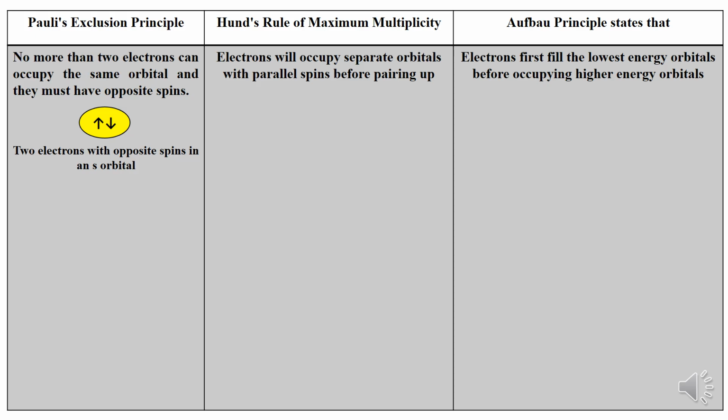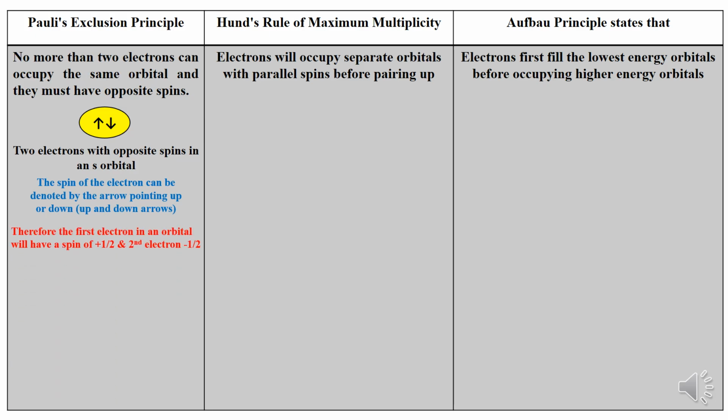Now, an electron is a negatively charged subatomic particle. It has a natural property called spin, and it spins either in the clockwise direction or the anti-clockwise direction. If the electron spins in the clockwise direction, it will have a spin value of plus half and is denoted by an up arrow. And if the electron spins in the anti-clockwise direction, it will have a spin value of minus half and is denoted by a down arrow. So the spin of the electron can be denoted by arrows pointing up or down.